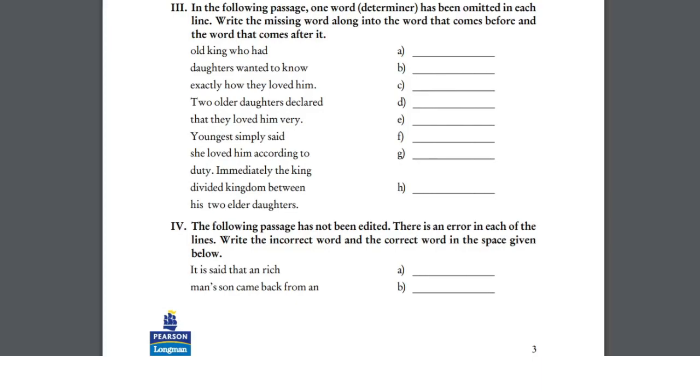Now, let me read out the passage and then you will try to guess what are the determiners that are supposed to come here. In the following passage, one word is missing. One word has been omitted in each line. Write the missing word along with the word that comes before and the word that comes later.